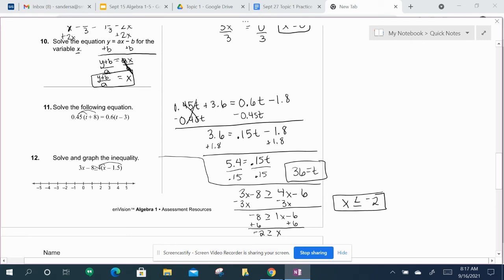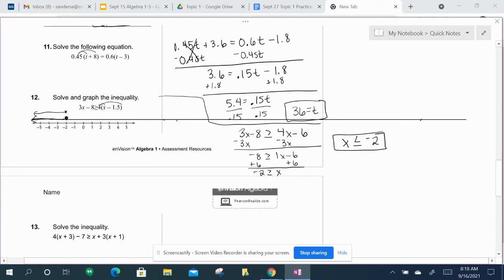All right, because it's a less than or equal to, I'm going to find my boundary of negative 2, and I'm going to fill in a solid dot at negative 2. Then because it's less than or equal to, I'm going to shade to the left to get those values that are less than or equal to. I'm not really sure why that drew a whole line there, but it should just be the negative 2 and to the left.